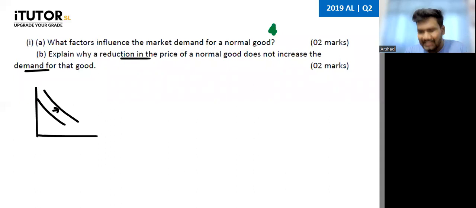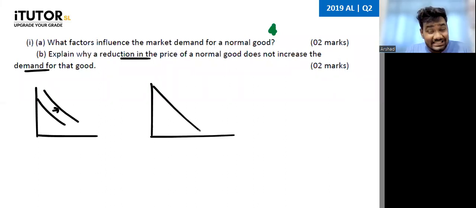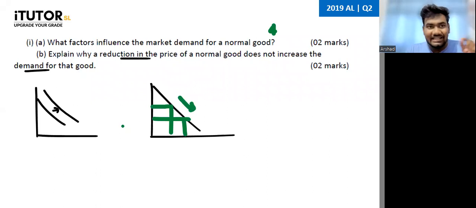So you need to clearly write and say in your answer, a reduction in the price will cause an increase in quantity demanded, not an increase in the demand. Increase in demand is when other factors change, and that is a rightward shift. Reduction in the price doesn't cause all of that. A reduction in the price will cause a movement from here to here. That is what you call an increase in quantity demanded. So for 2 marks, you need to explain that story. Is that okay, guys? A and B?